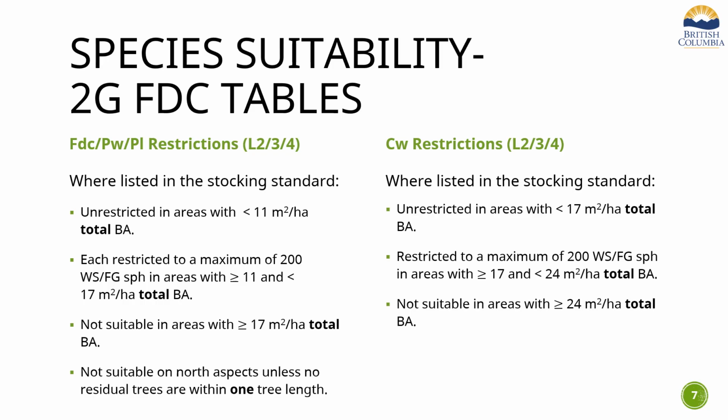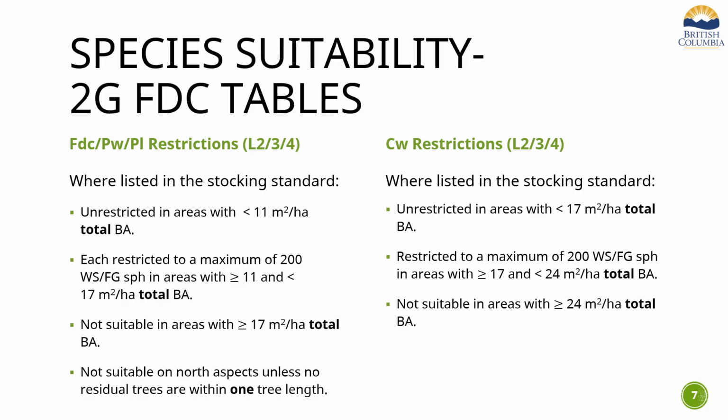Where Douglas fir, white pine, or lodgepole pine are listed in the stocking standard, they can be treated like an unrestricted preferred species at plots or in areas with less than 11 meters squared per hectare total basal area. So again, this is based on total basal area, not crop. However, from 11 to 16.99 meters squared per hectare, you can only take up to 200 well-spaced or free-growing stems per hectare of these species, and that's by each species.